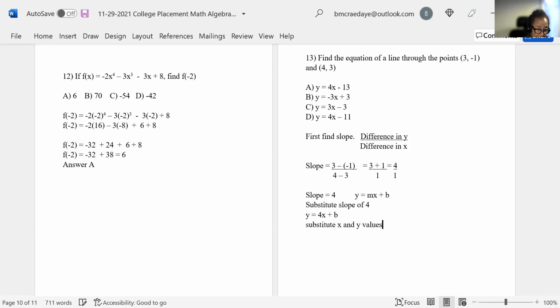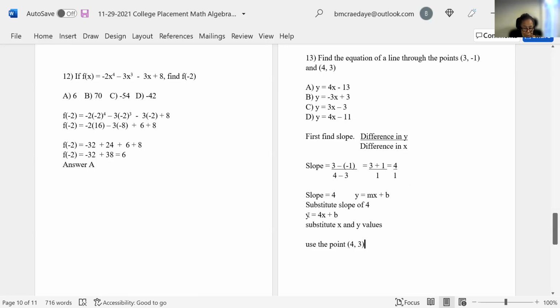Now it could be any set of them. You could use 3 and -1, or you could use 4 and 3. Doesn't really matter, right? But suppose we use the 4 and the 3, then y would be what, Maureen? We want to use the point 4 and 3, all right? So use the point 4 and 3. What's the y value? 3. Yes, right, that's a 3.